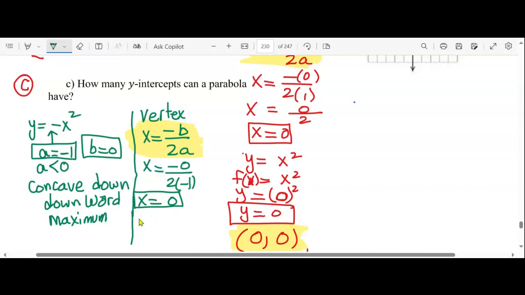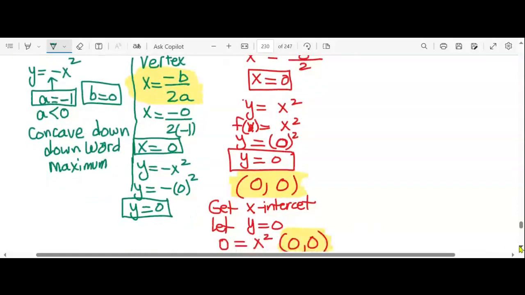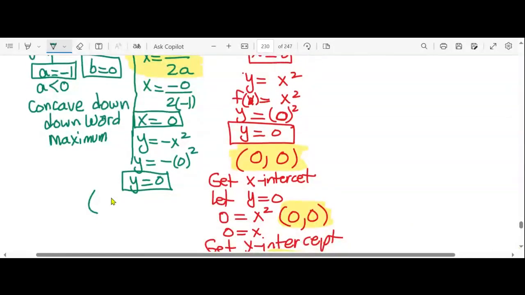Now we're gonna replace in the original equation to get y. So we know y equals -x squared. So we're gonna replace x by 0. So y equals 0. So your vertex point in this case is how much? 0, 0. Okay, up to here is clear.